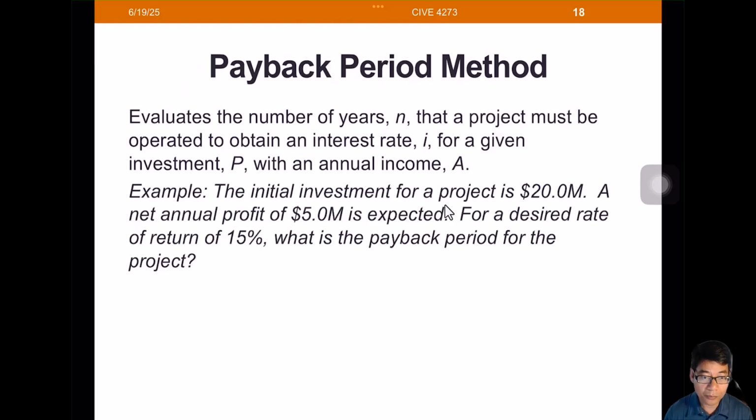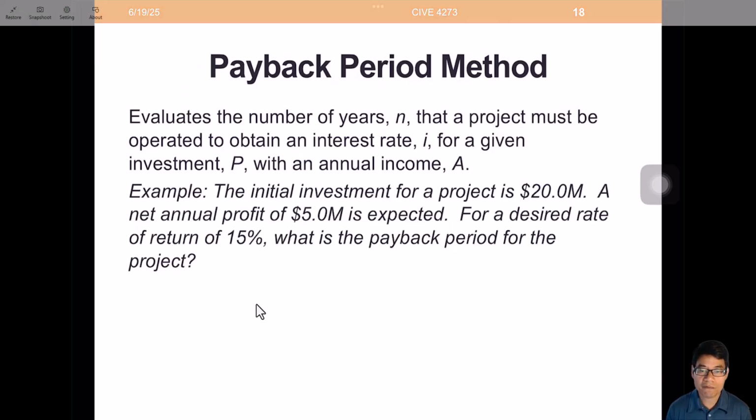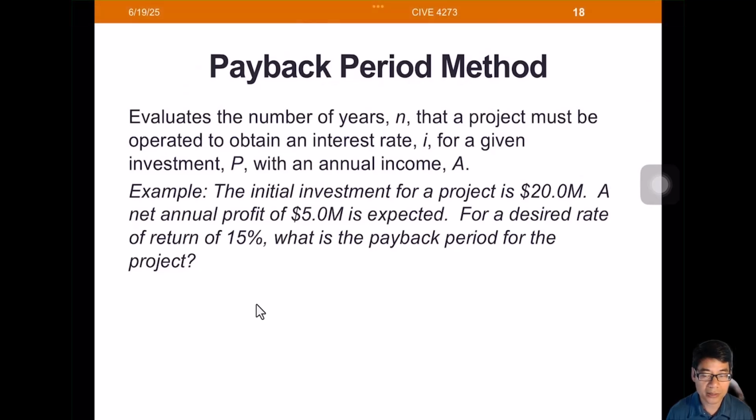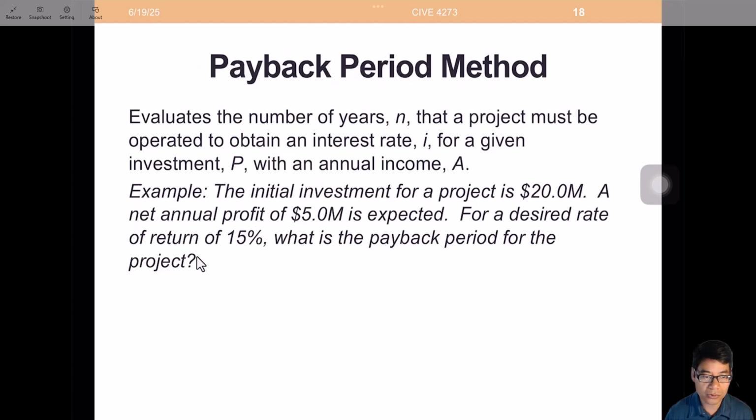This is the example. The initial investment for a project is $20 million and a net annual profit is $5 million with the desired rate of return 15%. You can also treat this as the interest rate. What is the payback period for this project?